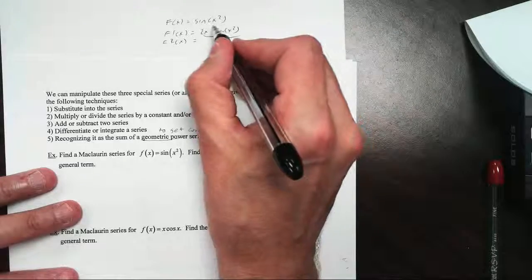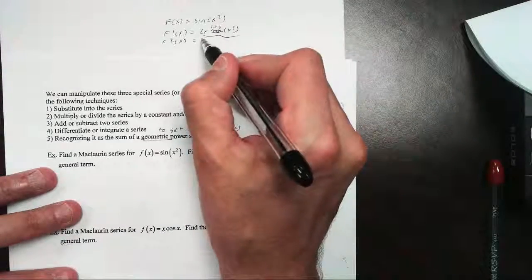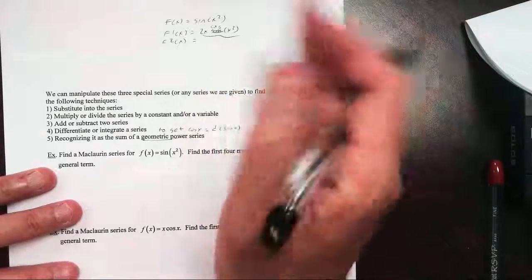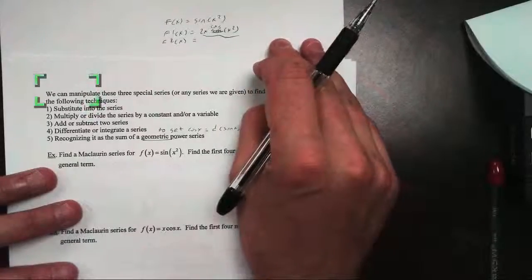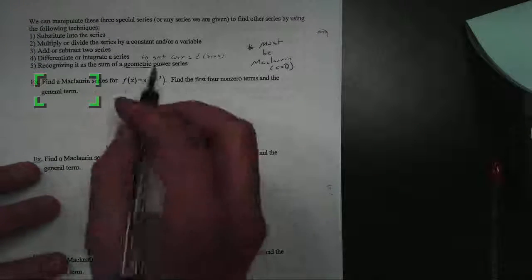Sorry, that should be cosine of x squared. We're going to get the product rule, right? So first times the derivative of the second plus the second times the derivative of the first. And then we have to keep going. It just gets uglier and uglier and uglier. So instead, we can use these manipulation techniques, and these are going to be very nice for us today.